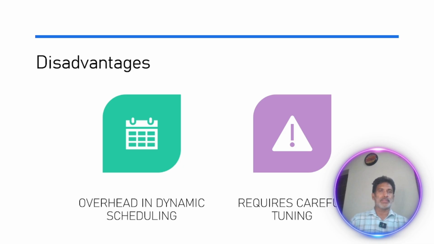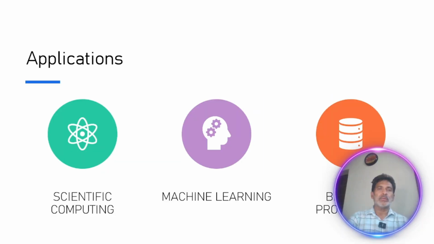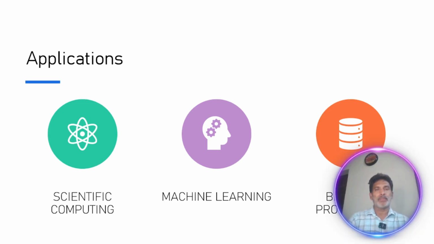Then increased complexity. Although OpenMP simplifies parallel programming, selecting the optimal scheduling strategy mainly requires understanding workload characteristics, experimentation, tuning, and performance analysis. So while work sharing constructs are powerful, improper scheduling decisions and runtime overhead can reduce the performance. So careful selection and tuning are essential to achieve the best parallel efficiency.